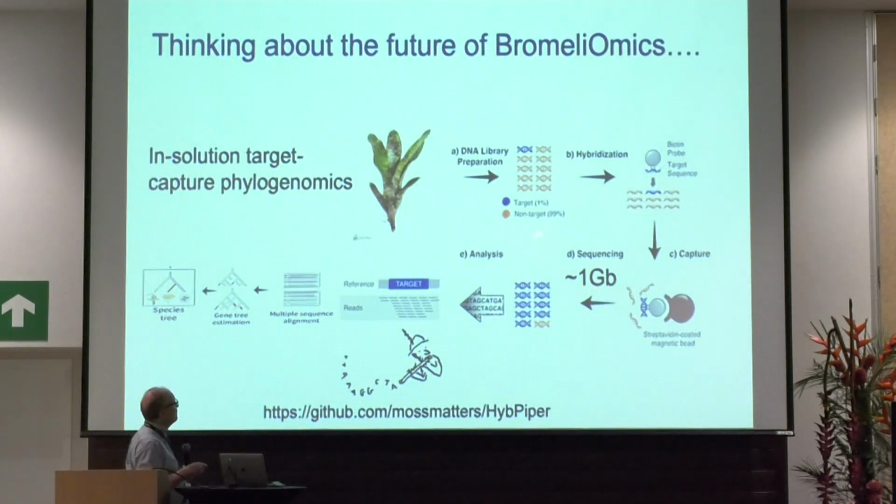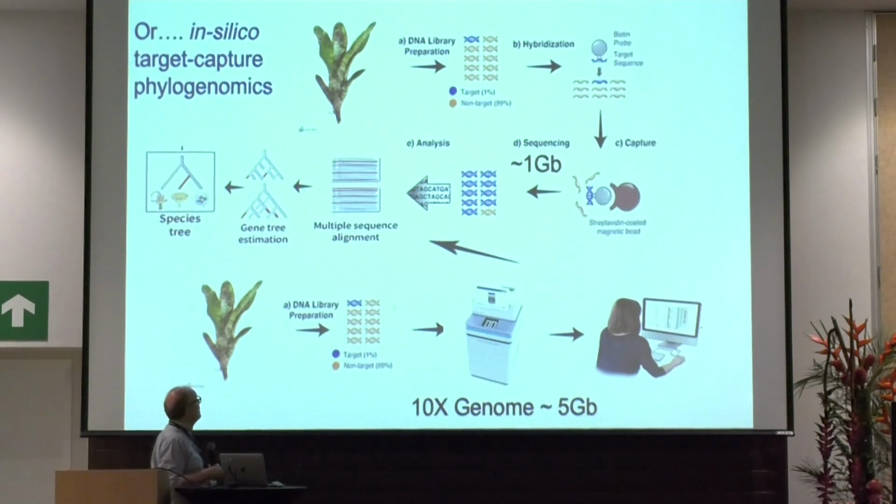So here's what we've been talking quite a bit about: bait capture, in-solution target capture phylogenomics. You start with a plant, you extract its DNA, you hybridize with baits, you enrich your target DNA, then you pull out those target assemblies, make multiple sequence alignments for each of the genes, make gene trees, and then get a species tree. HybPiper is a widely used tool for going from the data to the sequence. We can do with a little bit more data.